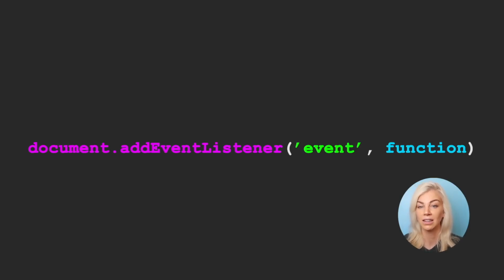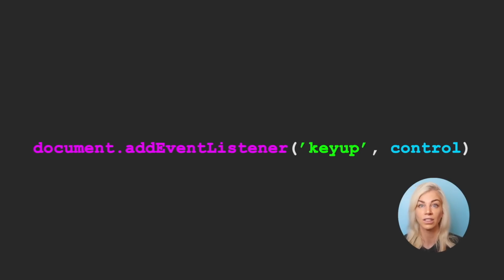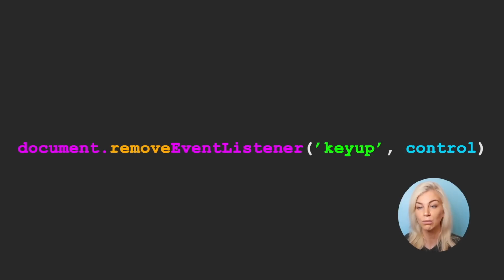You can see here that we are passing through two things. The type of event, so in this case keyup, and a function. In this case, it's the function control we have just written. You can also do removeEventListener to deactivate any listening happening. There are literally so many events you can use. Here are just a few off the top of my head.